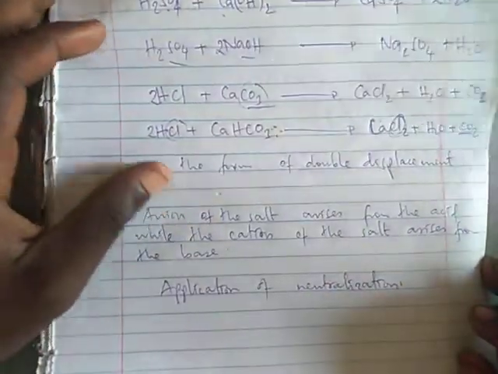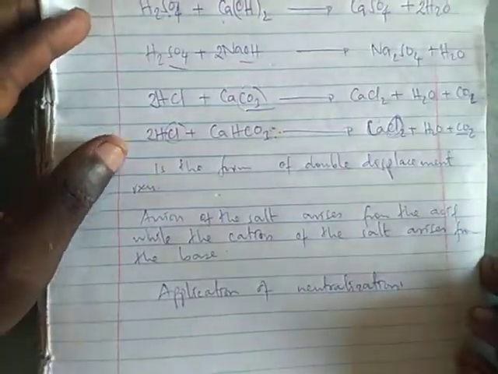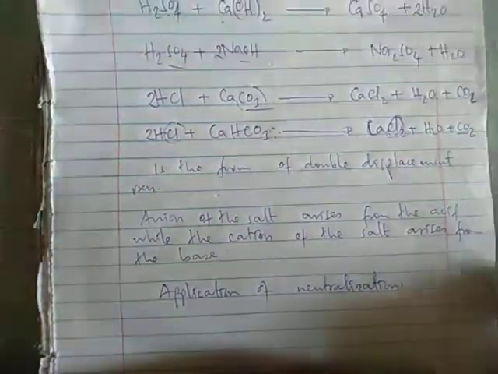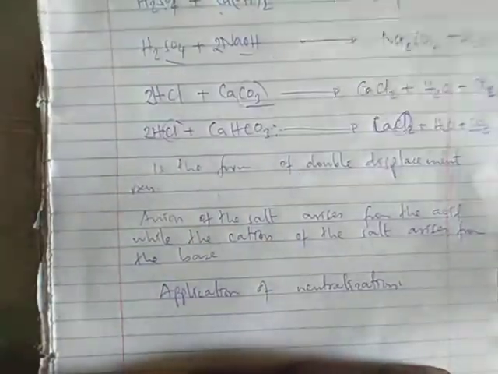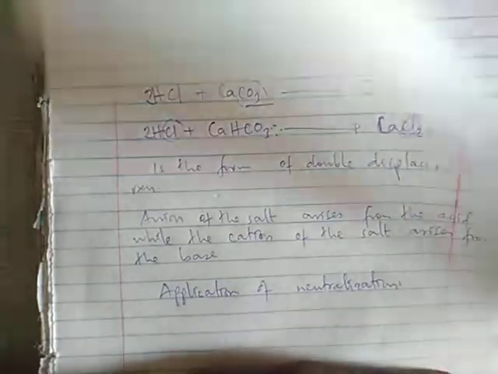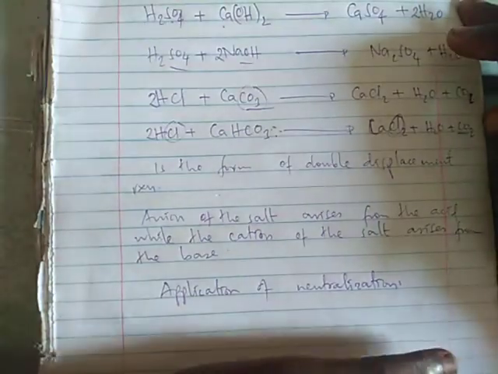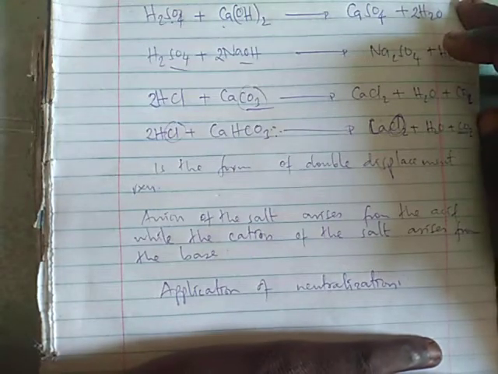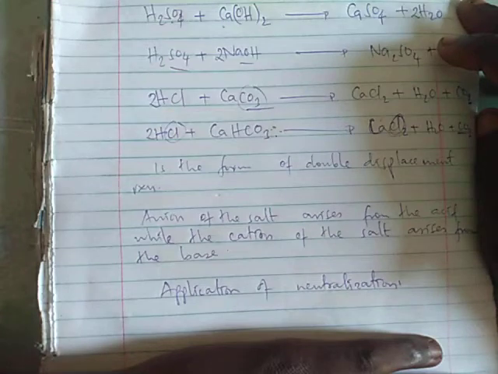Lakini pia neutralization inaweza kutumika katika neutralizing accidental spills. Umemwaga sehemu, labda maabara umejimwagia kwenye mkono. Spills, umejimwagia mahali fulani, accidental, unaweza ku neutralize. If an acid or an alkali spills on the floor or work surface in the laboratory, it can be neutralized. For example, concentrated sodium hydroxide, which is quite corrosive, could be neutralized by adding hydrochloric acid to it.